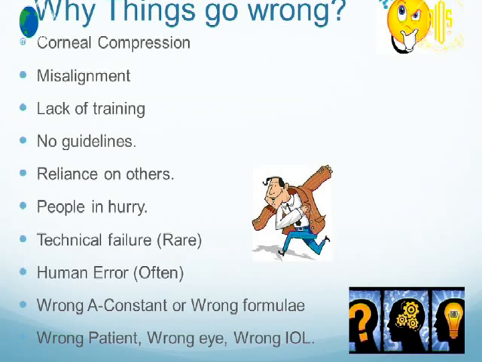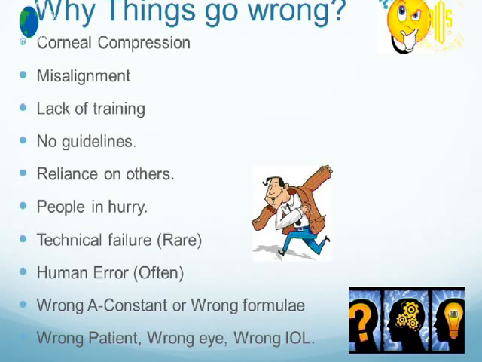Why do things go wrong? Because of corneal compression, as I've already told you. Misalignment, which is very common. Lack of training for our staff. No guidelines that are followed throughout the whole system. The reliance on other people to do these scans. The senior-most optometrists will give it to the juniors, the juniors will give it to the fourth year interns, and the fourth year interns will give it to the second year interns. There is no dependency at all. There is no follow-up of these people at all.